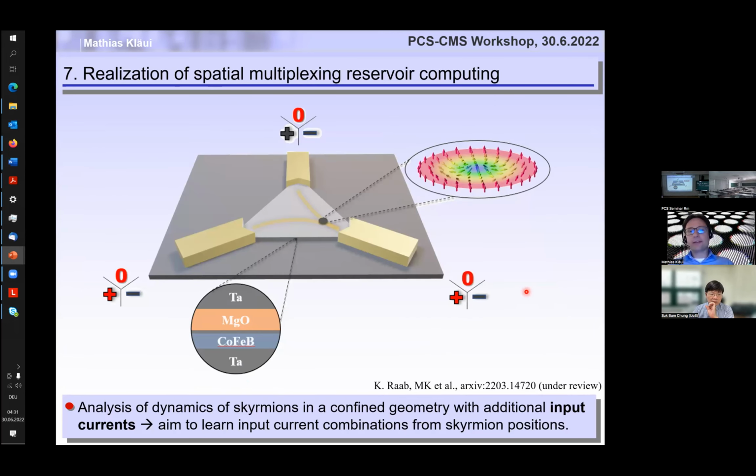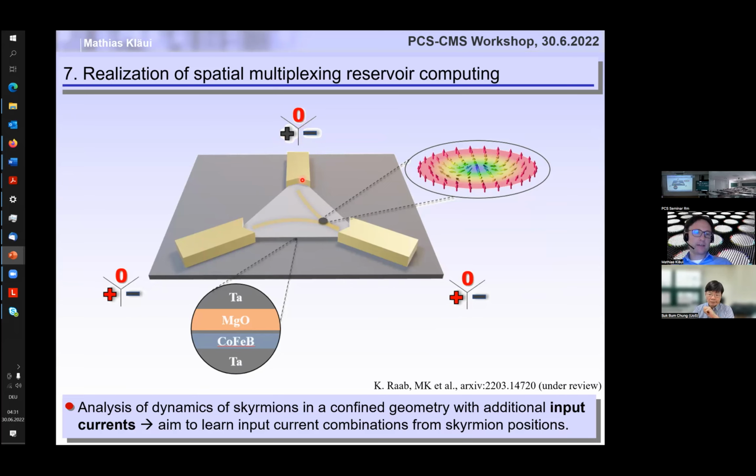Now, what we did is we actually implemented a simple version of that experimentally in this paper here, where we have a triangle. And in this triangle, we have 3 contacts. And these 3 contacts can each have 3 different input values, namely positive voltage, negative voltage, or 0 voltage.